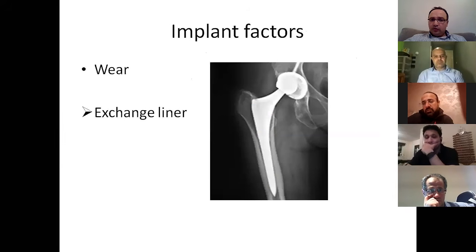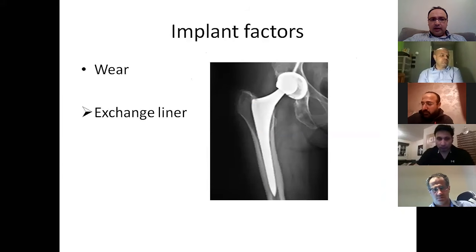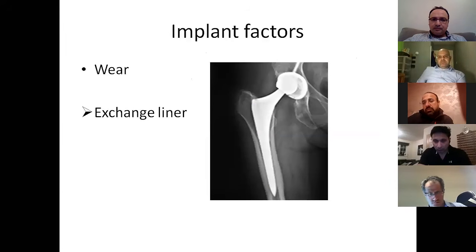Now moving on to the implant factors. One of the factors is wear of the polyethylene lining, and that could also be seen on the X-ray. If you see it, comment on it straight away to the examiner as an implant factor. The treatment for this will be exchanging the liner, obviously.